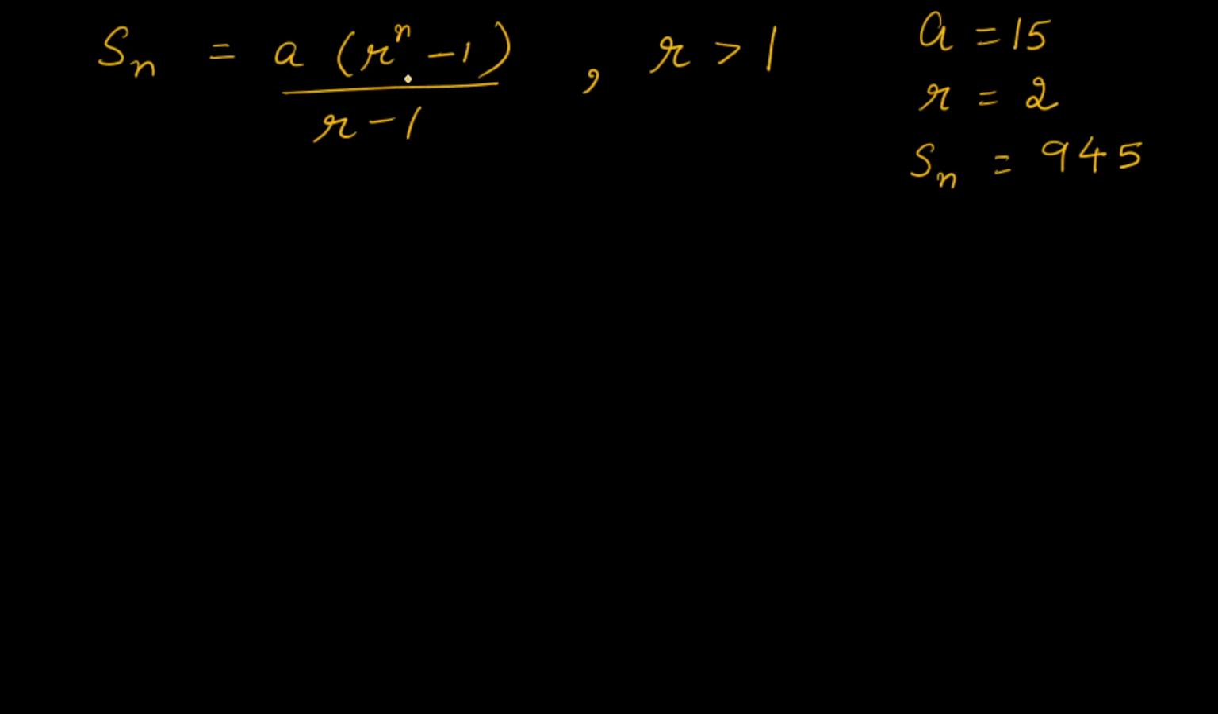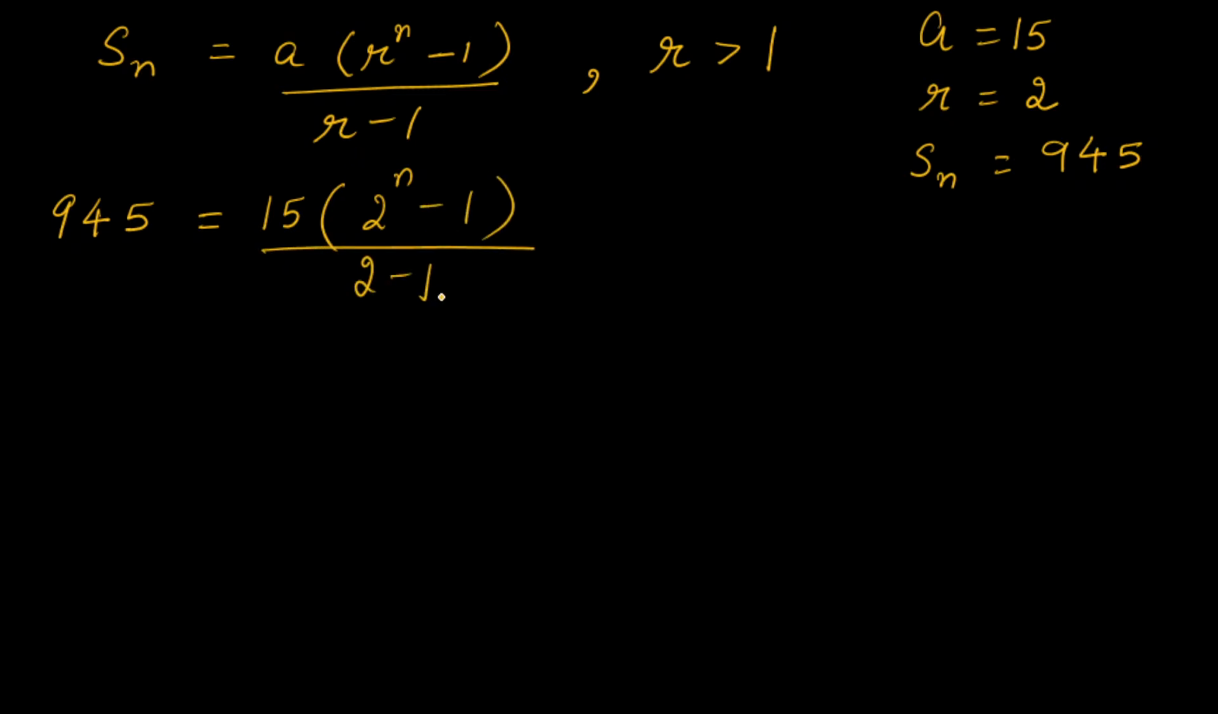So Sn, I'm just going to substitute the value. Sn is 945. So 945 is equal to A, A is 15, R is 2, so 2 to the power N minus 1 by 2 minus 1. Now, first of all, 15 will shift to this side. Here 15 is getting multiplied, and when we shift it to the other side, it will get divided.